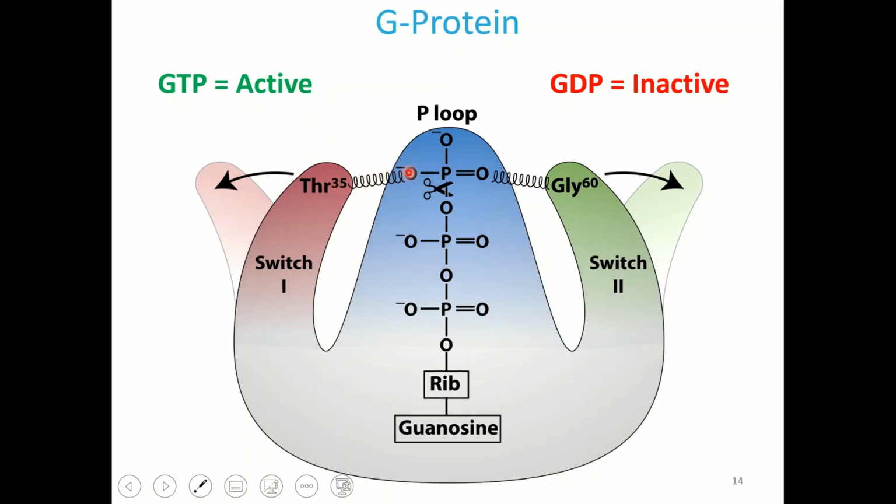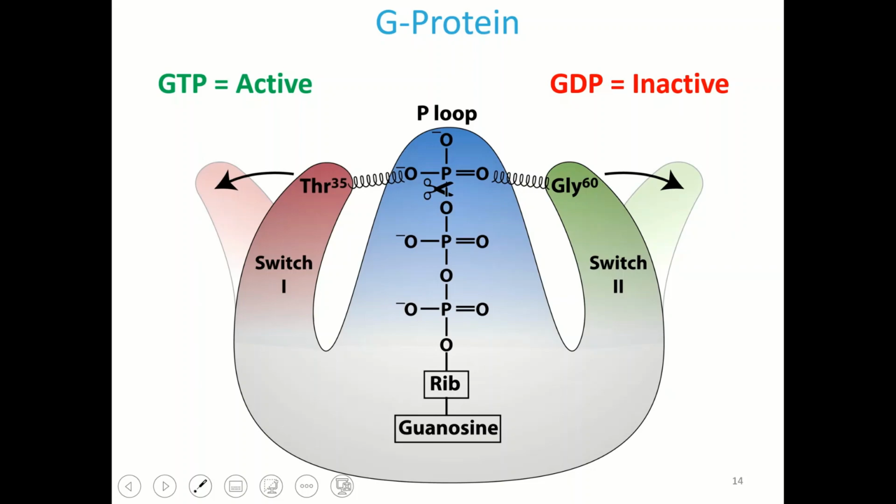Okay. And then in the switches, on switch 1 you have threonine at position 35 that is hydrogen bound to an oxygen in that gamma phosphate group, and in switch 2 it's glycine at position 60. Okay. The G protein is active when it has GTP bound, and it's inactive when it has GDP bound.